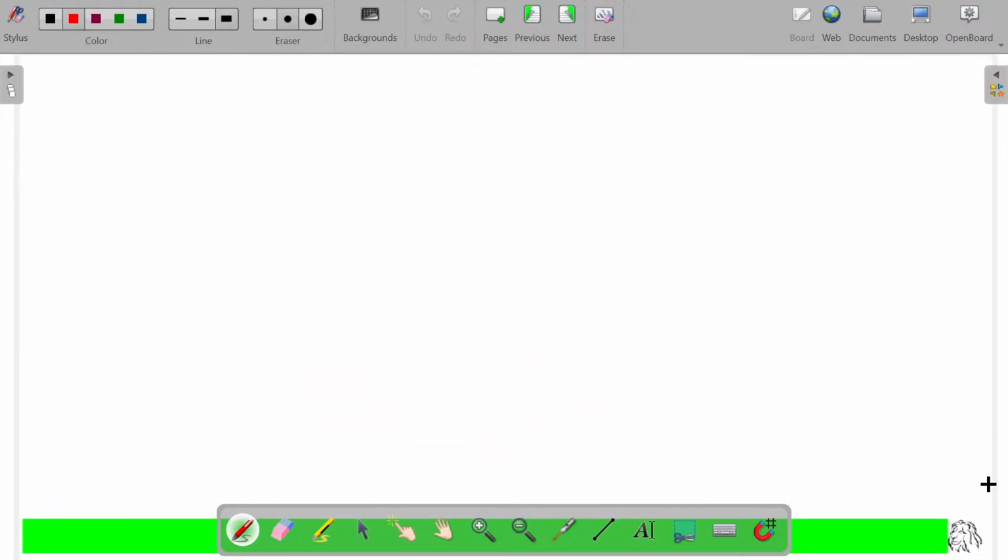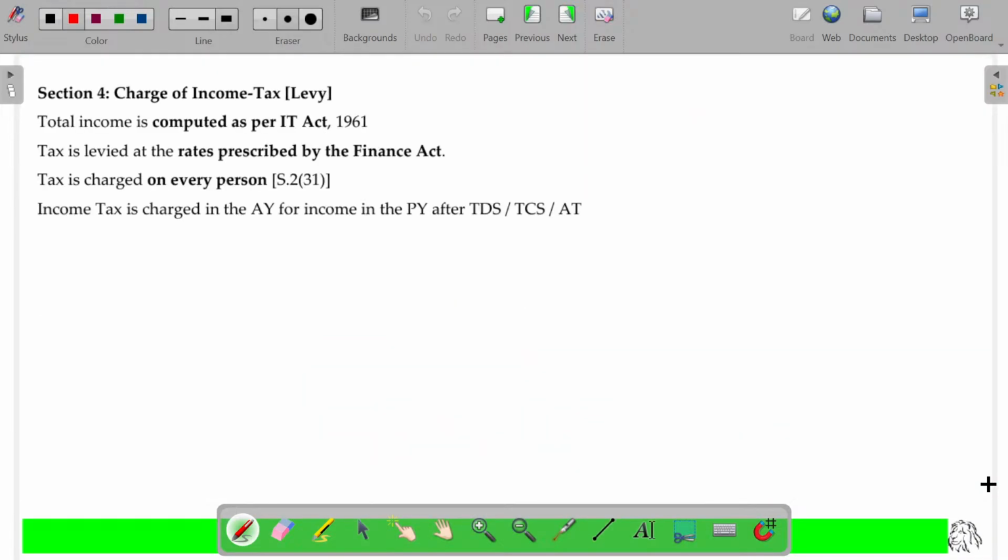Now, section 4 is all about the charging section. Whatever the income that may be taxed by the government, the point in time at which it is liable for deduction of tax or liable for payment of tax is called the charging section.